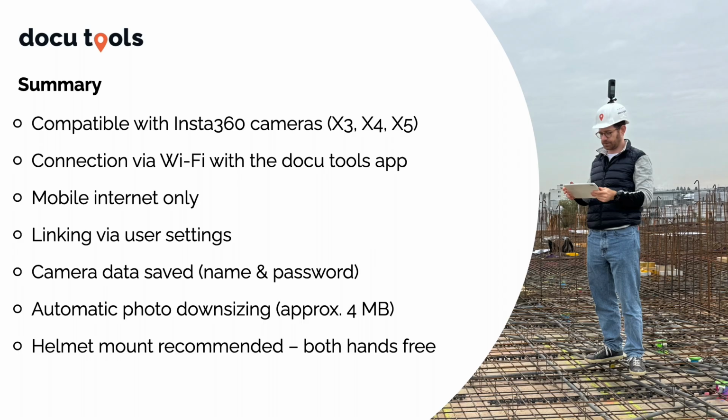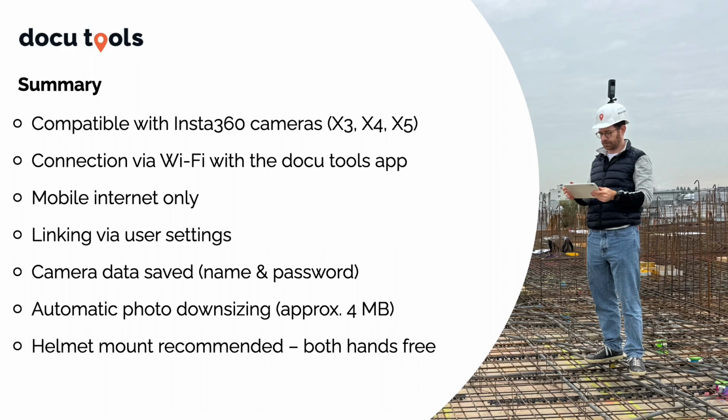Secondly, the connection to the app is always via Wi-Fi, so please make sure that you have downloaded the projects or plans you want to use, because you might not have internet. Only if you have a SIM card in your device will you still have the mobile connection. In the user settings, you can always connect the camera to the device. There's also a save camera feature: the first time you use the camera, you have to type in the password and the name, but for the next connection, you just go to the user settings, where the name and password will be saved, and press connect again.